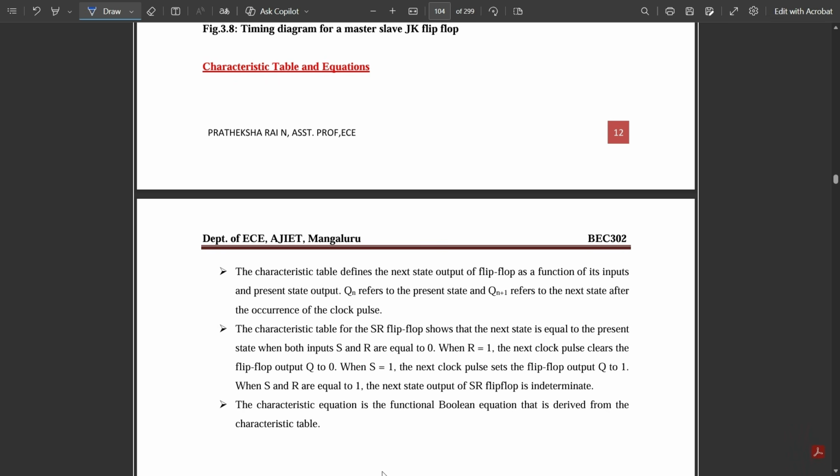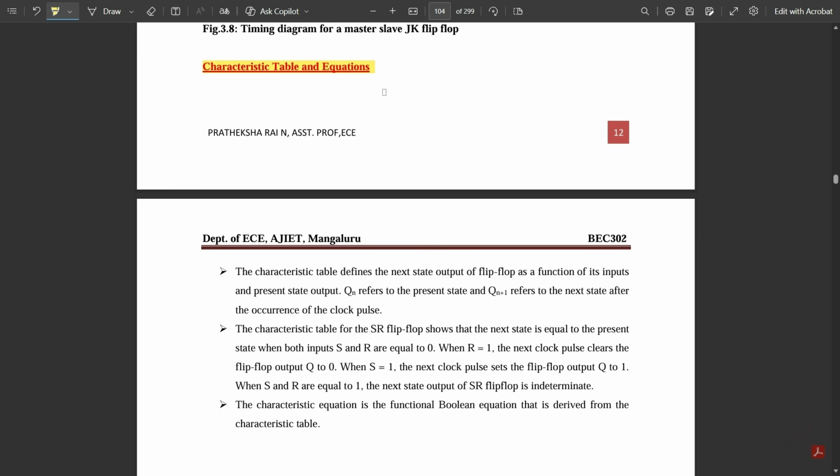Okay, so in this video we are going to discuss the characteristic tables and characteristic equations along with the excitation tables of the four fundamental flip flops, that is SR flip flop, JK flip flop, T flip flop, and D flip flop. This video you cannot skip at all. It is very important, and this question would definitely arrive in the final exam for this subject. So I'm telling you now, don't skip any part of the video. Do take a note of this video. Yeah, so let us start now.